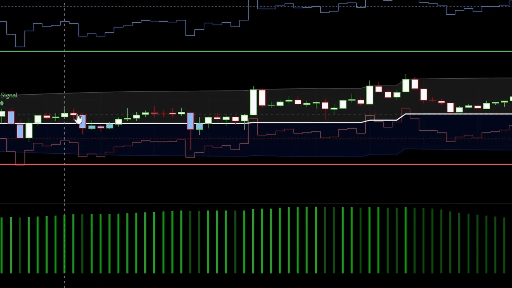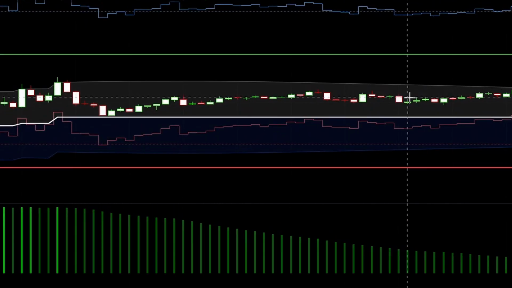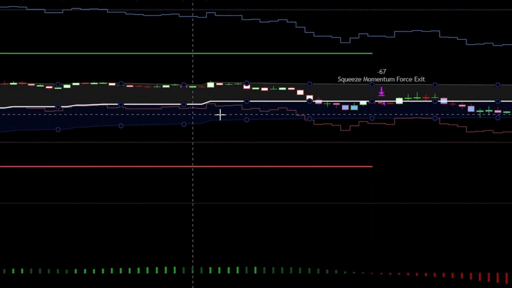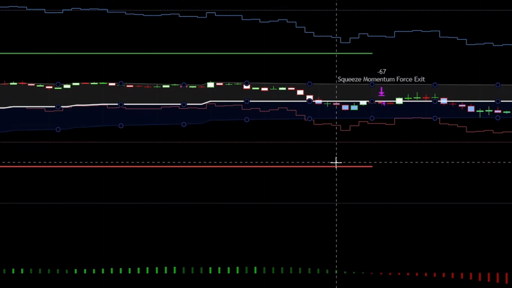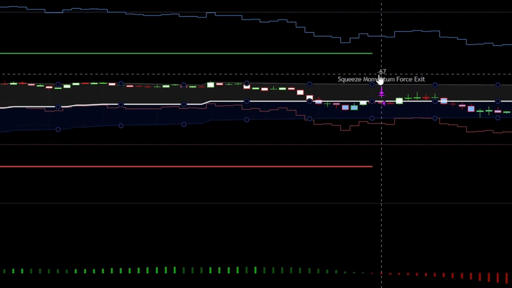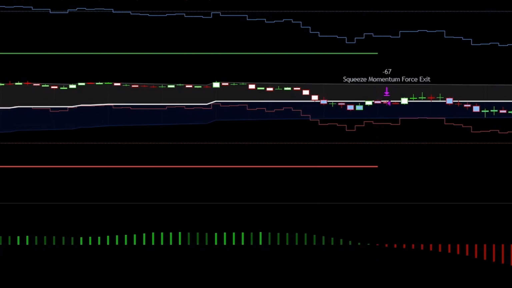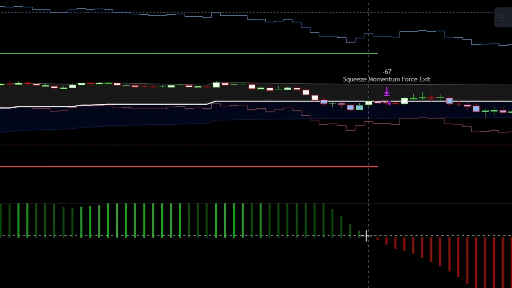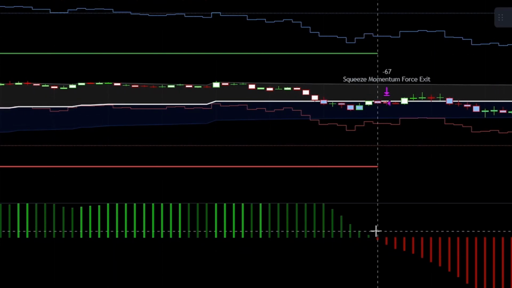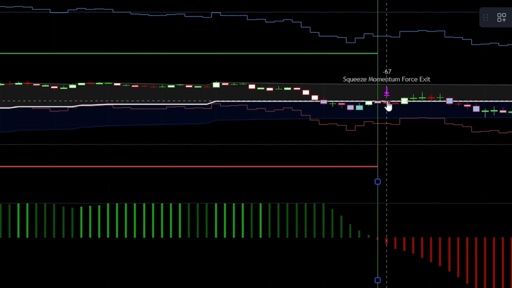So first the trade started trending up, then it was in a sideways period, and finally before hitting either the stop loss or the take profit, the squeeze momentum indicator closed this position. If you take a look on the squeeze momentum, it is clear that the squeeze momentum turned from green to red right here, and the exit was there.